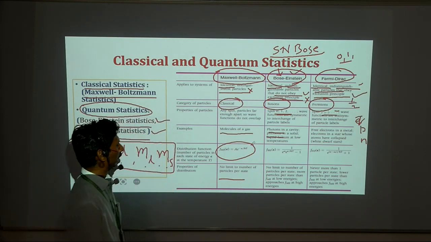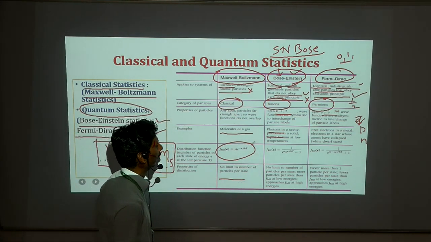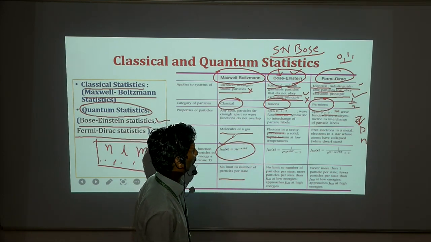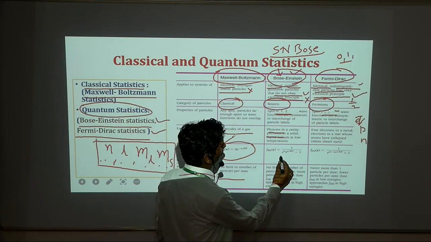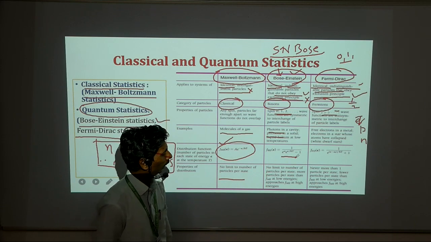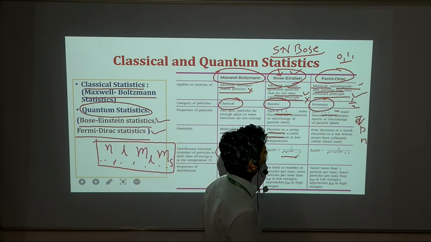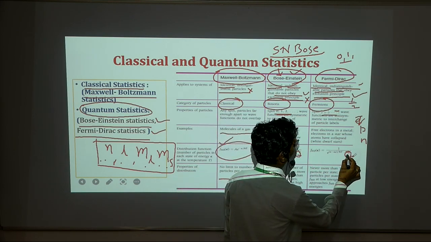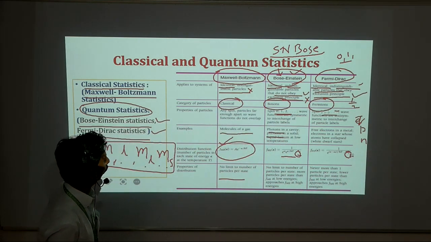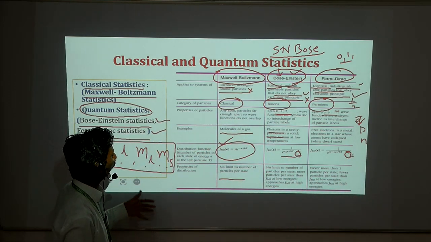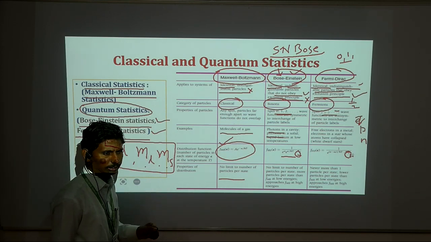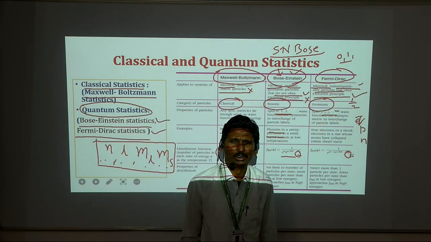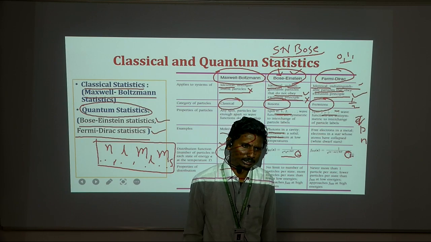We can represent the distribution function, which is equal to a e raised to minus alpha by kT for the Maxwell-Boltzmann distribution law, and similarly for Bose-Einstein it comes like a e raised to alpha, e raised to beta, e raised to epsilon by kT minus 1, and for Fermi-Dirac there is a plus. Remember that the only difference is plus 1 or minus 1. This is the distribution function. We can represent the number of particles in each state, and the number of particles is more in the Maxwell-Boltzmann distribution law. With this, I am concluding the difference between classical statistics and quantum statistics. Thank you.